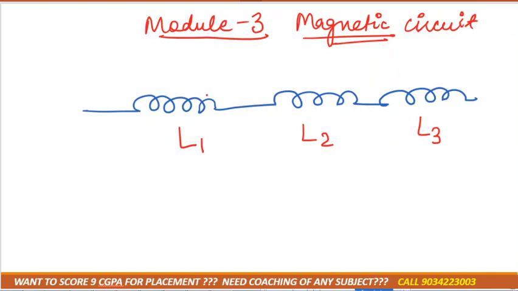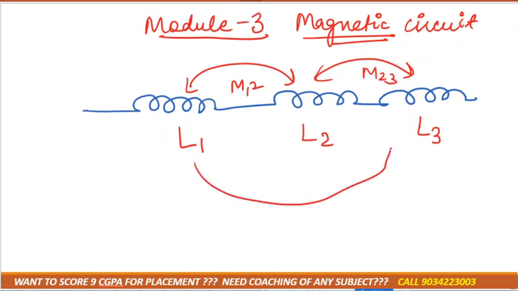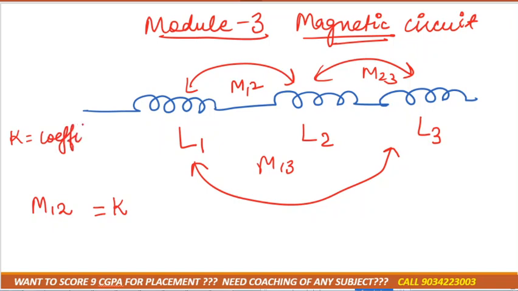Okay, so the mutual inductance between 1 and 2 is M12. Mutual inductance between 2 and 3 is M23, and the mutual inductance between 1 and 3 is M13. Okay, so we basically have a formula for the mutual inductance. If there is M12, that would be K, where K is the coefficient of coupling.